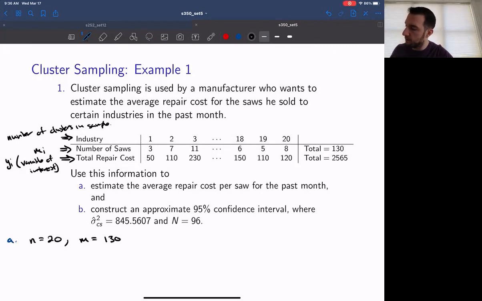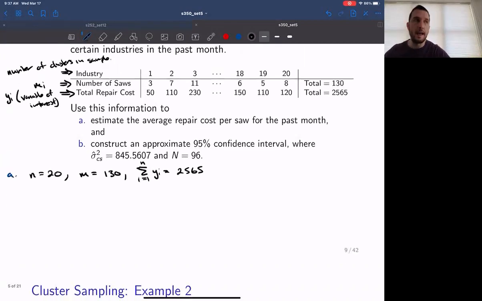For each of the different industries, we have the number of saws that are sold. So little m is the total number of saws sold, which is 130. And then we also have the sum from i equals 1 to little n of the yi, which is equal to 2,565. So the total repair cost is the variable we're measuring, the y subscript i for the cluster sample. The total here represents the sum of the repair costs across all of the selected clusters.